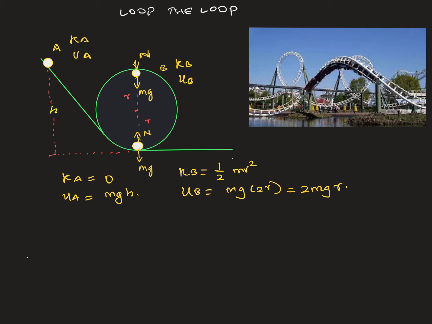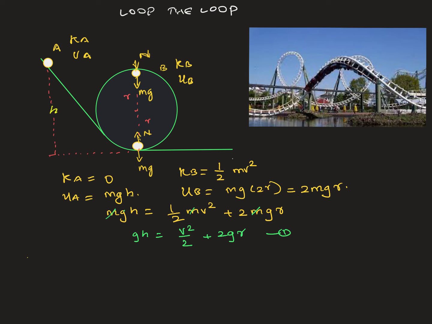So Ka plus Ua is equal to Kb plus Ub. So mgh is equal to half mv squared plus 2mgr. If we cancel m here and here, what we get is gh is equal to v squared divided by 2 plus 2gr. So that's equation 1.